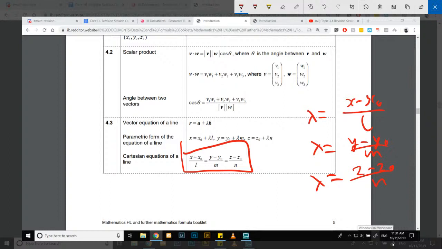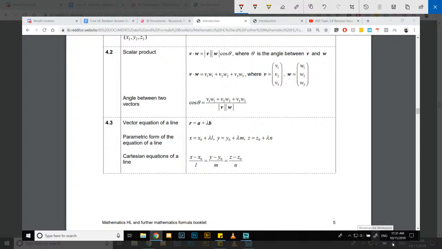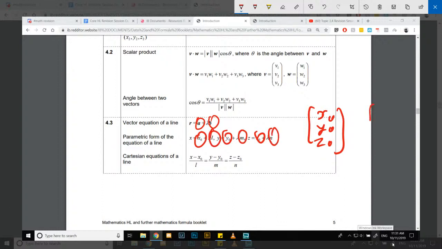Okay, so these all give you important little snippets of information, but let's just think about what we can derive from each of these equations. If you had this equation, you know your position vector and you know your direction vector. Now, if you knew your parametric form of the equation, your position vector is hidden in the x naught, y naught, and z naught. So x naught, y naught, z naught, that's your starting position vector. And your direction vector is hidden in the L, M, and N. That is your direction vector.